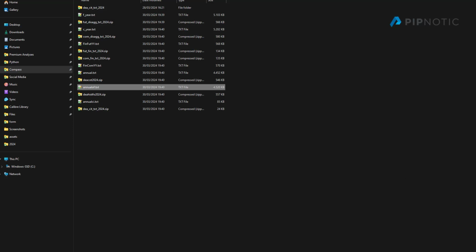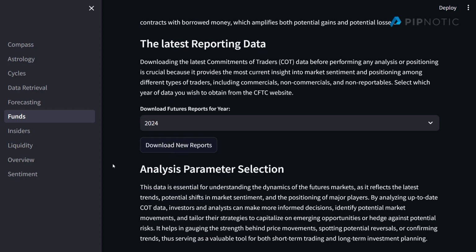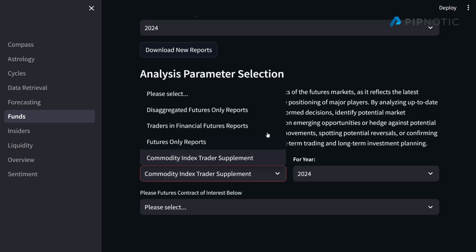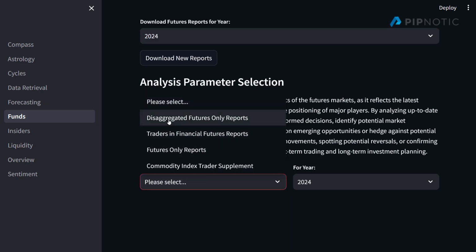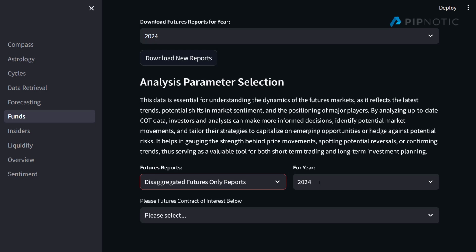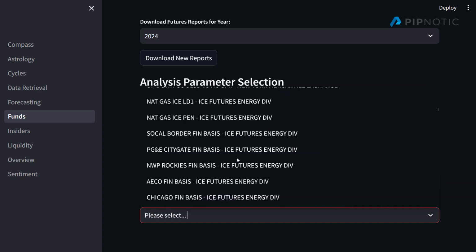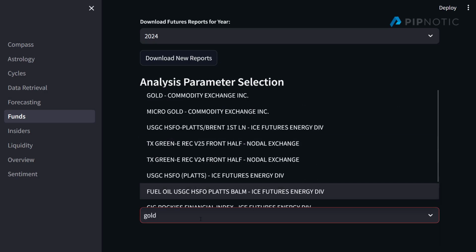So what this tool does is read this information. We just downloaded it, so we just updated those files that I showed you. It unzips them, and now we can go to the parameter section and choose which one we want to look at. We can say we want to look at disaggregated futures only reports. We want to look at 2024, and here we select the contract, and here we have almost everything. There's absolutely everything here. But just for the sake of example, let's have a look at gold.